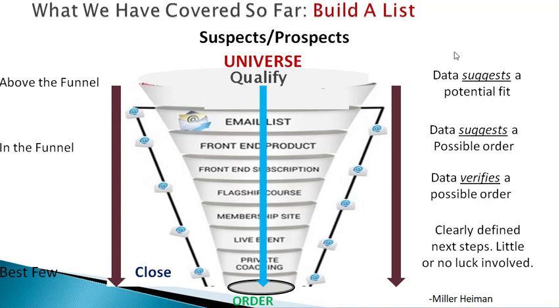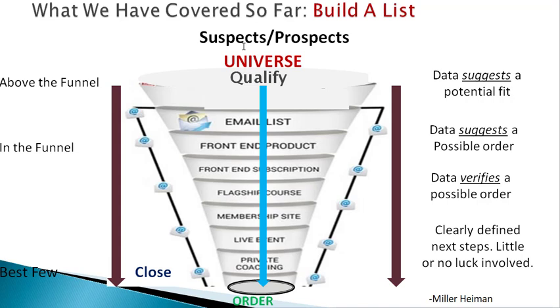Don't forget, at the top of the funnel here is the universe. You are qualifying the customer at this point. You are trying to understand what the customer, and sometimes we call them suspects at that point, or prospects. You are just trying to understand what they're looking for, what solutions will be best for them. So you are reaching out to them through your email list, your email marketing. You are giving them your front-end product, or what sometimes we call entry-level products. We call them front-end subscription, flagship courses, membership sites, live events, and private coaching. All these things are part of the value ladder.